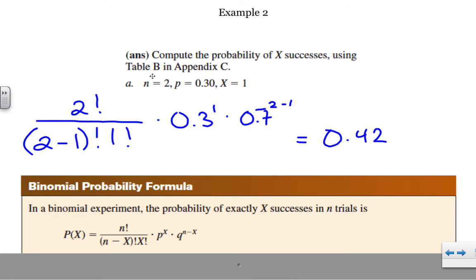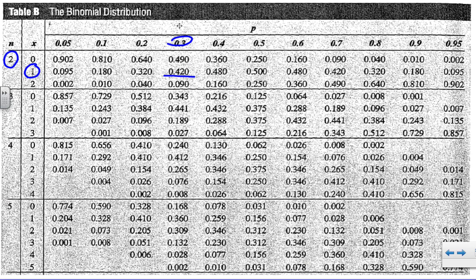Now, the problem asks you to actually look it up in Appendix C, so we're going to look in Appendix C, and this is what Appendix C looks like. It has our n values along the side, and the number of successes next to it. You'll notice that for n of 2, there's only 0, 1, or 2 successes. If n is 3, it's 0, 1, 2, or 3. It lists all of the possibilities. So for n of 2, 1 success, with a p-value of 0.3, my probability is 0.42 that exact number of successes will happen. This table is in the back of your book.